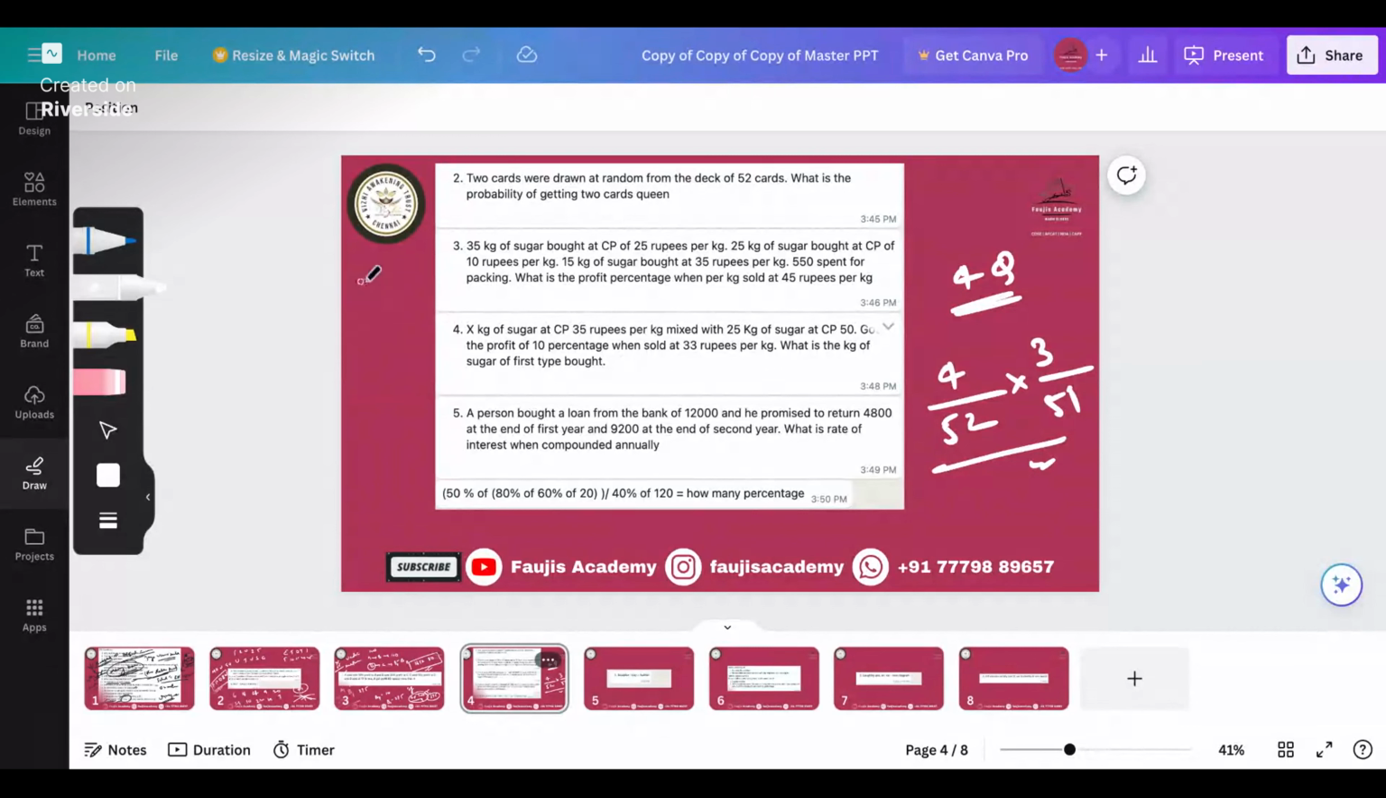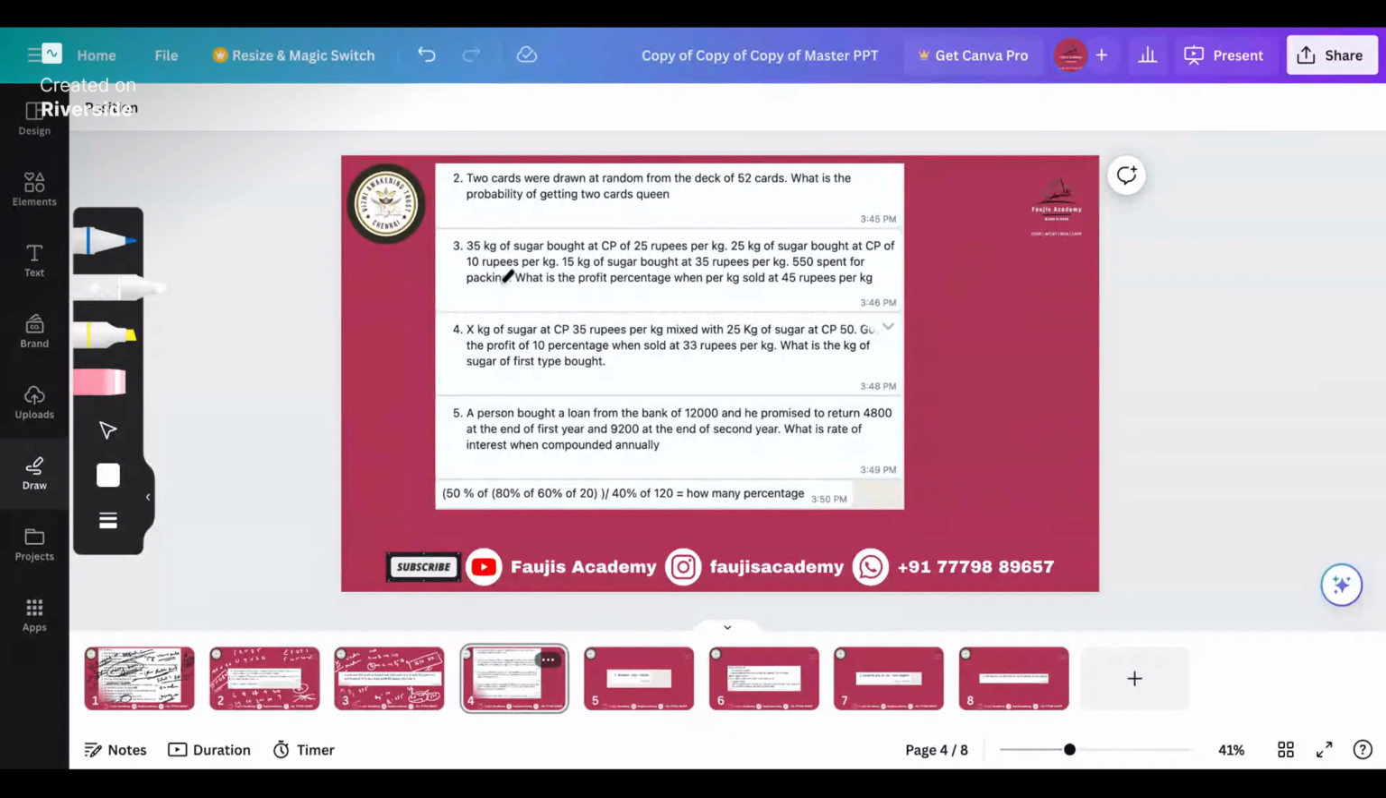Let's do this one for you. Okay, 12 and 51 into 52. 51 into 52 is how much? 52, 51. 2 5s are 10, 15, 26, 2652. Okay, 2652. This is going to be your answer for question number 2 over here. Okay, we are solving as much as we can remember.